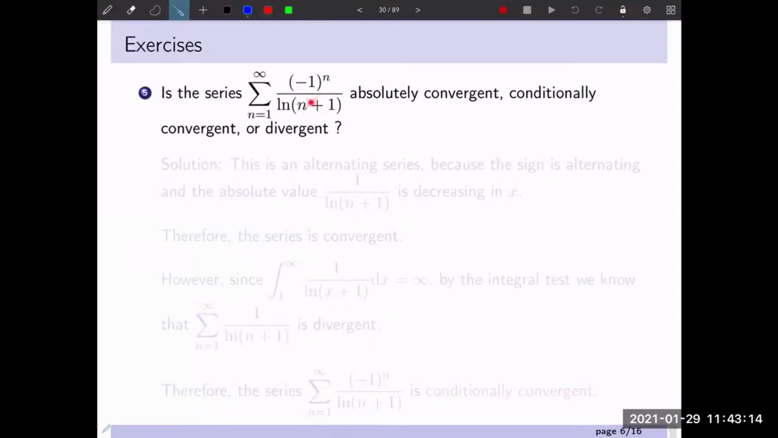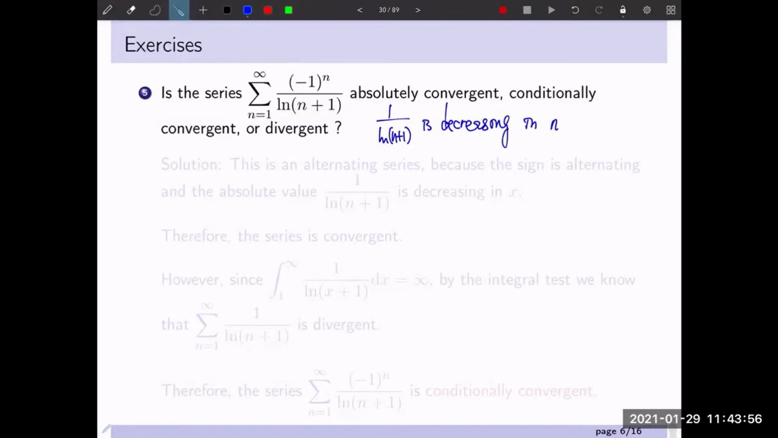And how about this series? Well, the sign is alternating because you have (-1) to the power n. And if you look at this, the denominator is an increasing function of n. Therefore, when n becomes bigger, log n plus 1 becomes bigger. And then log n plus 1 becomes bigger means that 1 over log n plus 1 becomes smaller, right? This is a decreasing function of n.